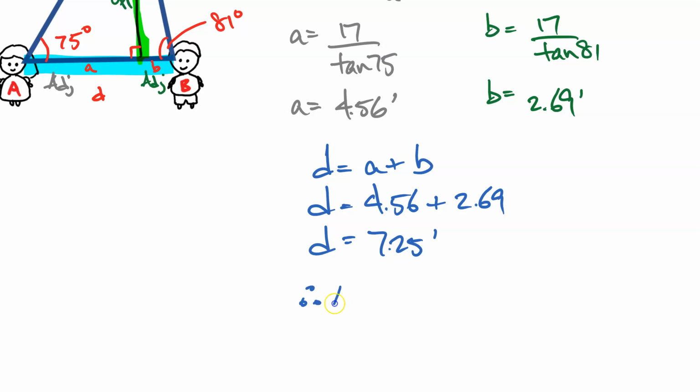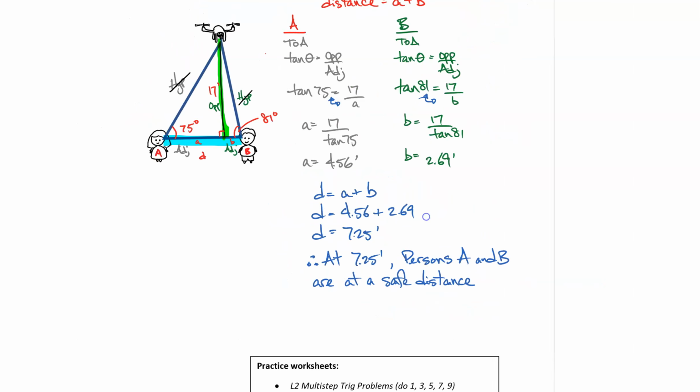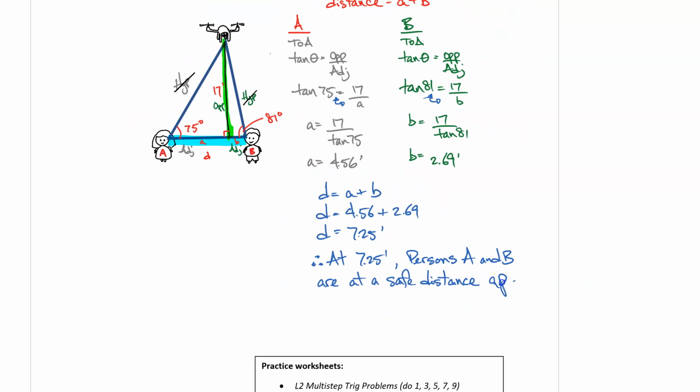Therefore, at 7.25 feet, person A and B are at a safe distance apart. All right. Answer found. Boom, boom.